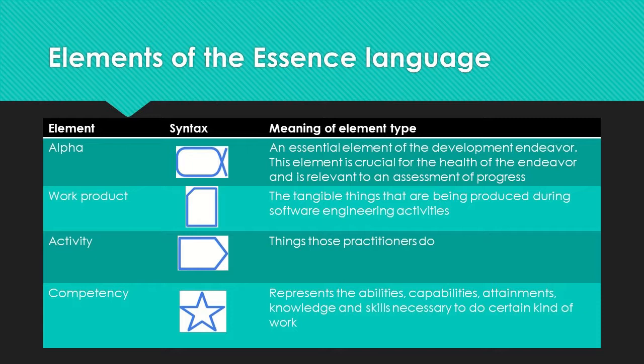Then there is a work product, which represents the tangible things that are being produced by practitioners. The activity element represents the things which practitioners do. And last, the competency element describes the abilities, capabilities, attainments, knowledge, and skills necessary to do a certain kind of work.